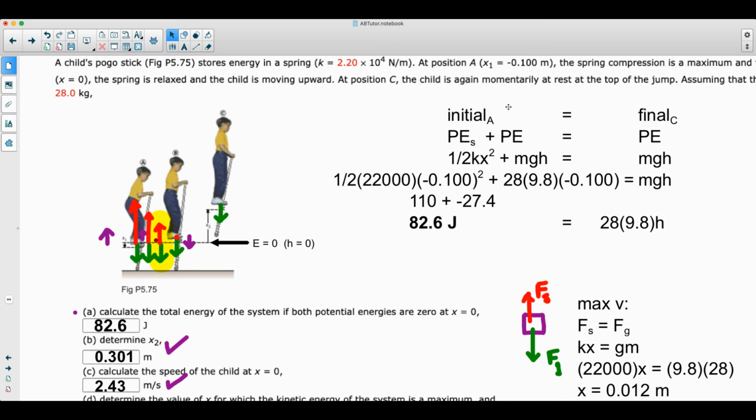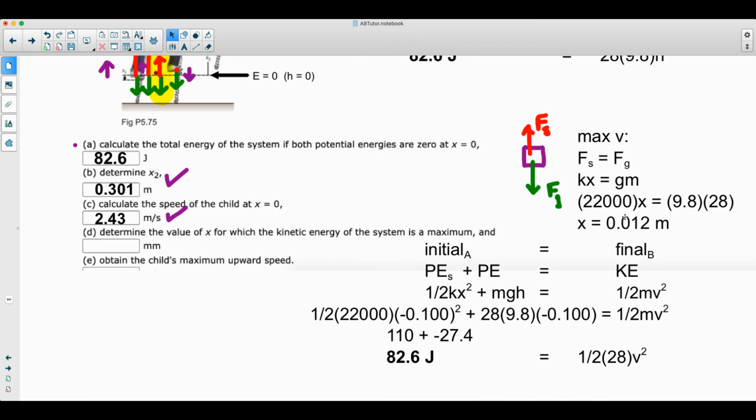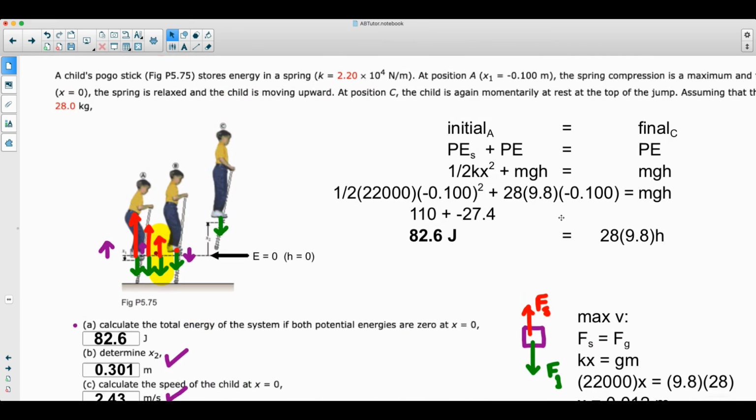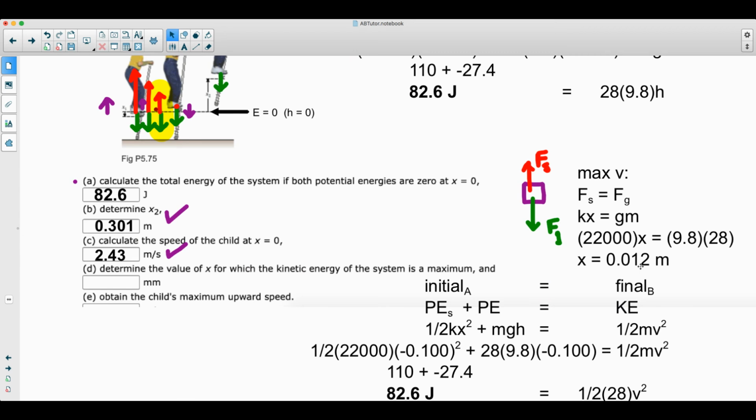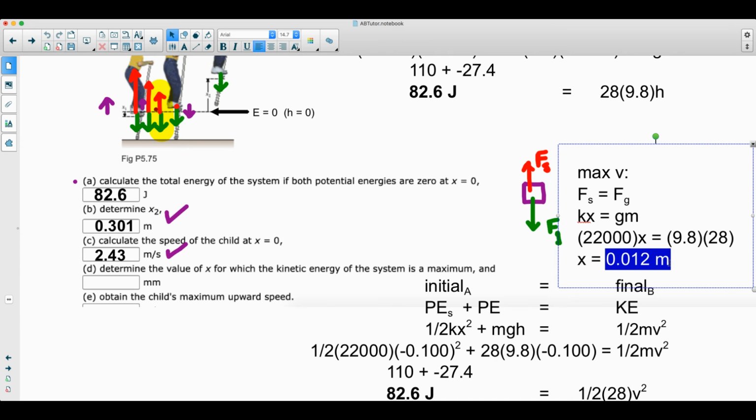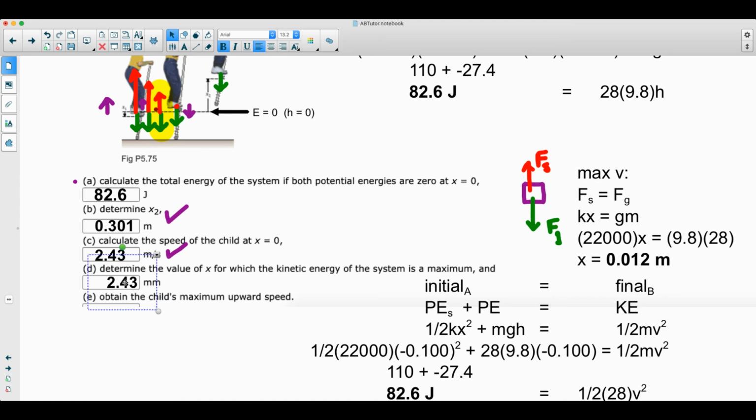Now notice this is 0.1, this is 0.012 meters. So we're at 10 centimeters here, and we're actually going to be at 1.2 centimeters here. That is actually the answer. Keep in mind, by the way, this is meters, and the question over here is written in millimeters. So it's 0.012 meters, which is 1.2 centimeters, which is 12 millimeters. Actually, it's going to be negative 12 millimeters because it's below that 0 still.